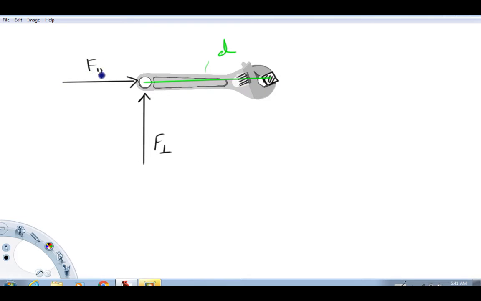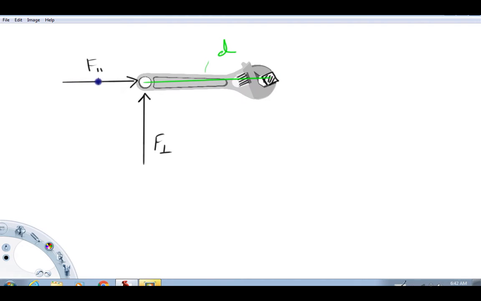Now you might wonder, why would I call it F parallel? Well, this distance in green is an important distance in this question, and this force is parallel to this green distance. This force I've called F perpendicular. This is a force that is perpendicular to this distance. Of these two forces, this is the one that will turn the bolt. This force will never turn that bolt.